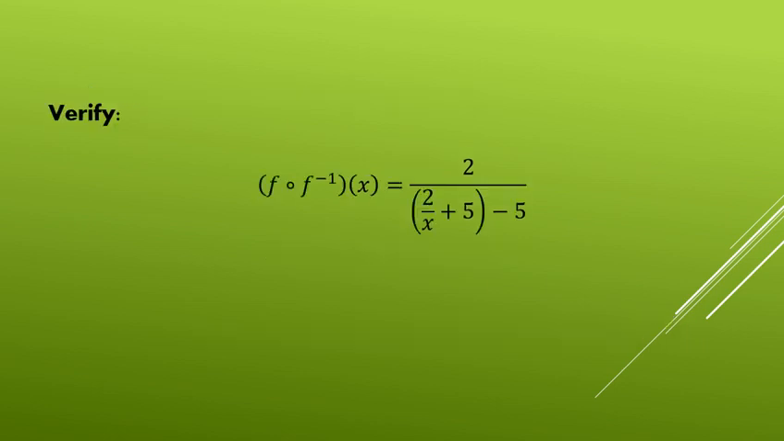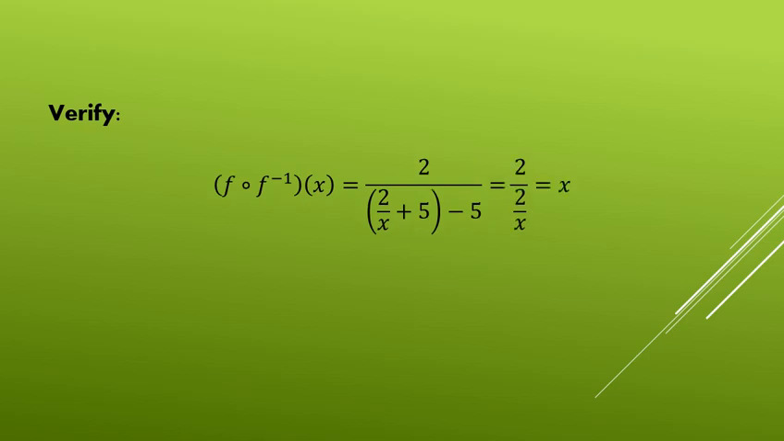So taking f composed with f inverse, this was my inverse function. It replaced the x in 2 over x minus 5. Well, I have the plus 5 and the minus 5. Those subtract out to 0. So I have 2 divided by 2 over x. And dividing by a fraction is the same thing as multiplying by the reciprocal of that fraction. So this right here is also equal to 2 times x over 2, and that is equal to x right there. So that one's good.